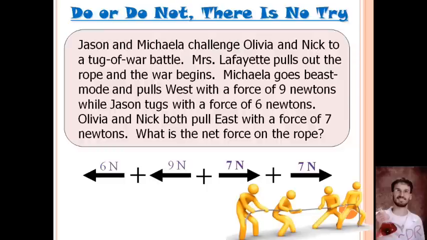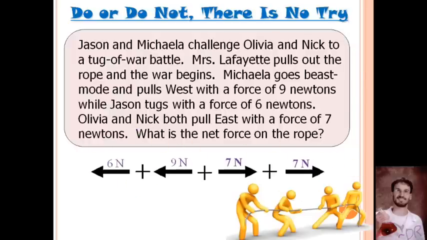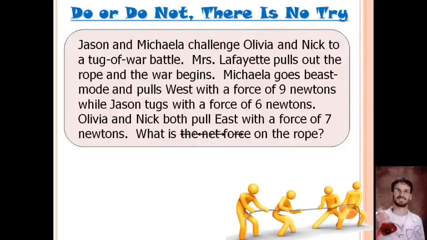Well, we have a 6 and a 9. Those would be Jason and Michaela. We have a 7 and a 7. That would be Olivia and Nick. You add them all up. These two would come together to be 15 this direction. These two would come together to be 14 that direction. And Jason and Michaela would be the 1 Newton victors. So it's not a lot of force, but it would be enough to start pulling them a little bit to their direction.